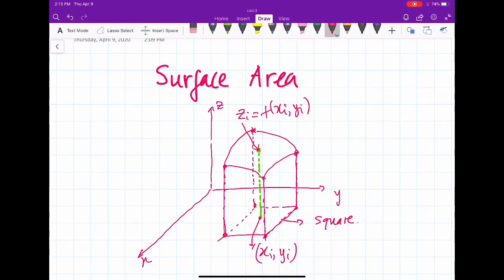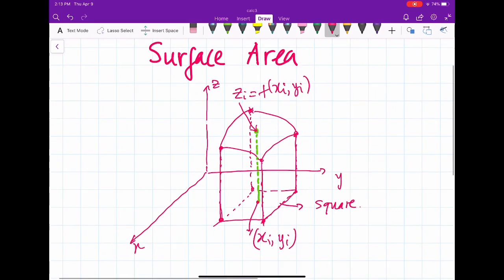Hello, in this video we study how to find the area of some surface over some region. Look at this very simple picture. Suppose that you have some square right here on the xy plane, okay? And you have some surface z equals f(x, y). I want to find the area of the surface over this square.